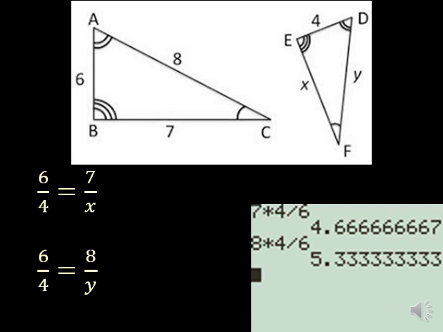I did basically the same thing to find y. I took 6 over 4 equals 8 over y. Again, short side over short side, and this time it equals long over long. I cross multiplied, and it turns out that y must be 5 1/3.